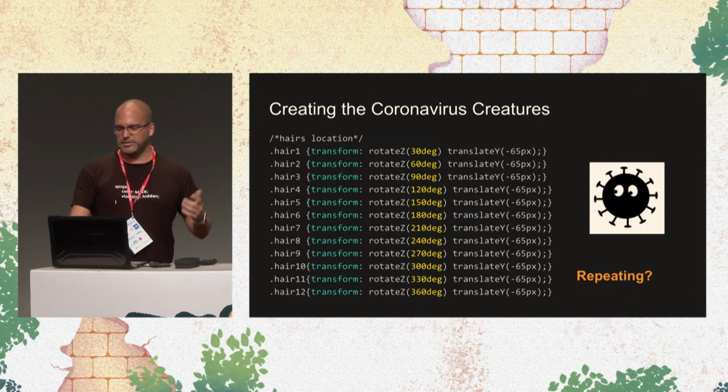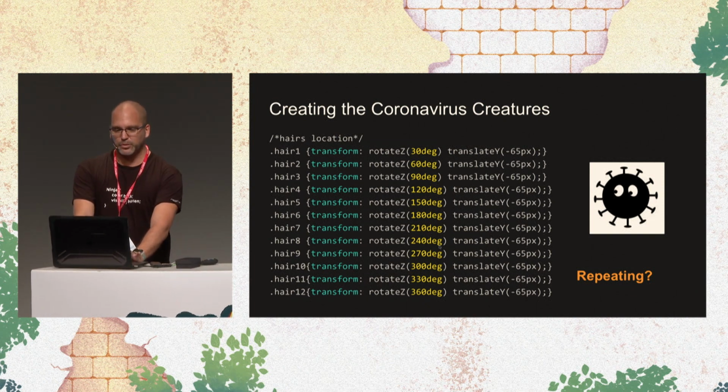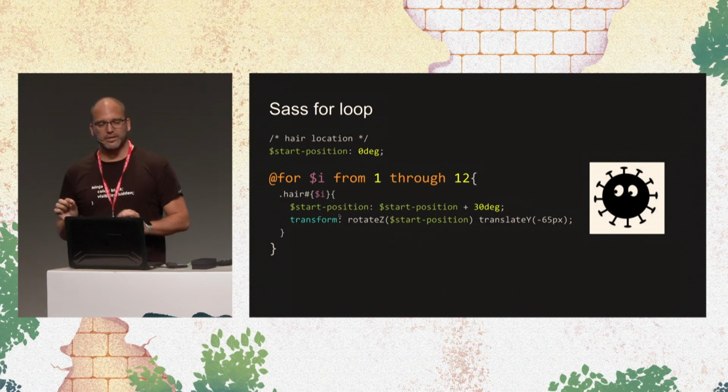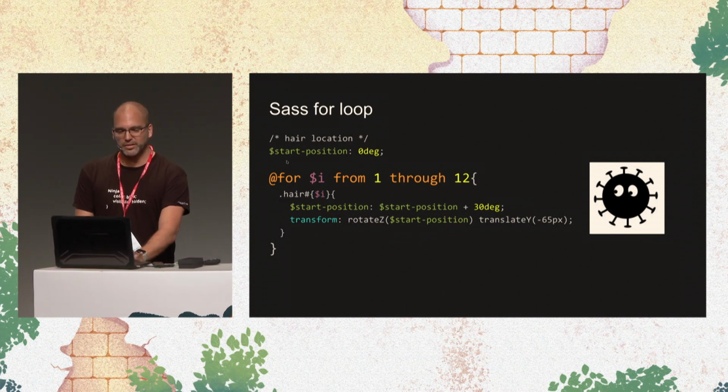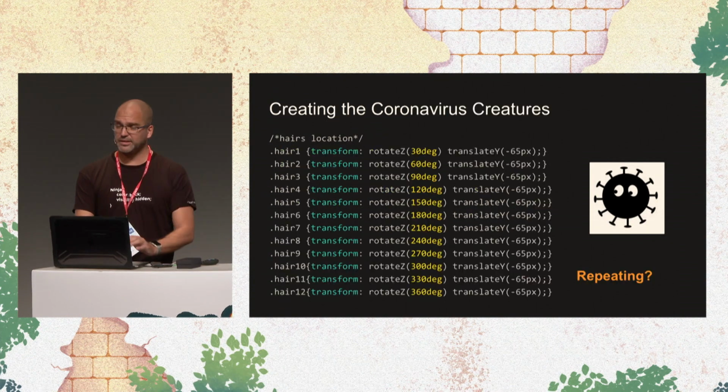Because I'm working with CSS preprocessors, in Sass we can create a for loop. And this is exactly what I'm doing. First, I'm creating a Sass variable with the name of start position, and I give it a value of 0 degrees. Then I'm creating this Sass for loop, getting another Sass variable with the name of i that goes dynamically from 1 to 12. In every one of the iterations, this dynamically creates the CSS selector. The Sass variable of start position gets bigger in every iteration by 30 degrees, and I'm just putting this Sass variable inside the rotate Z value. And in this way, I just created this CSS.